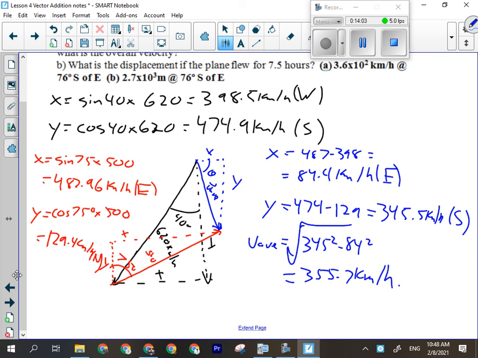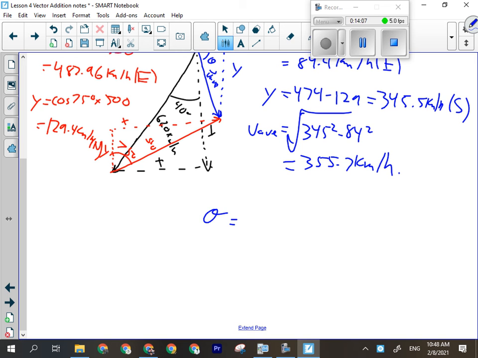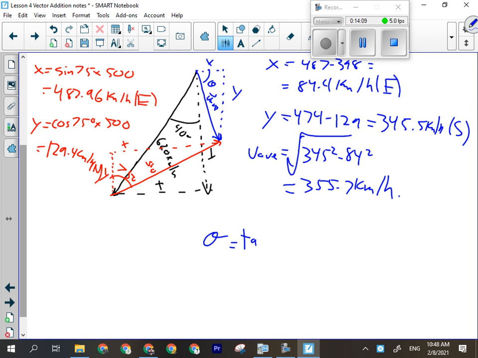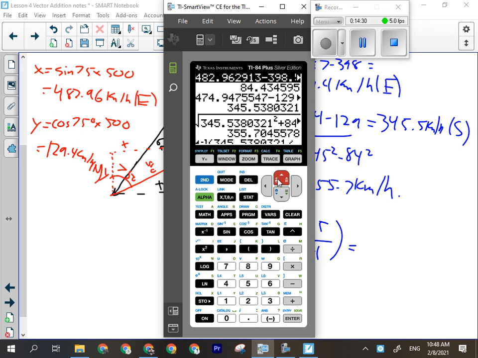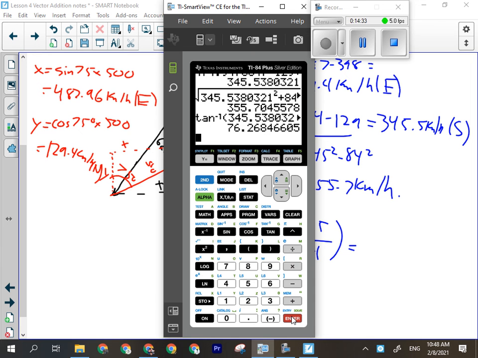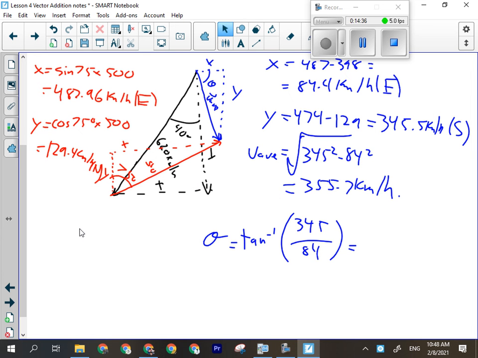Okay, and then we need to find our angle. The way I drew that, y is the opposite side, so we'll have inverse tangent of 345 over the 84 to get us our angle. Okay, so we're looking at 76 degrees on that one. And that, for me, is going to be south of east. Okay, so now we've got the average velocity.